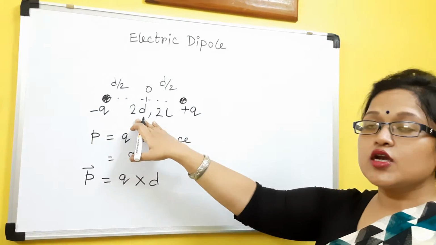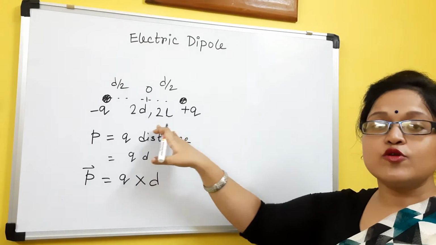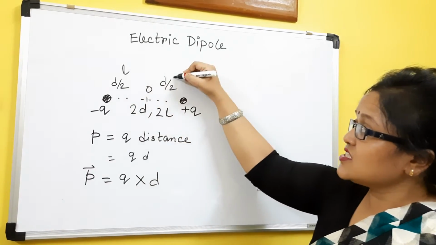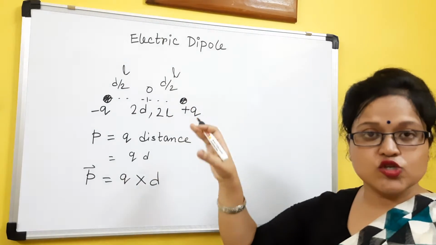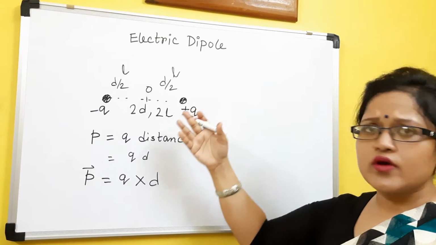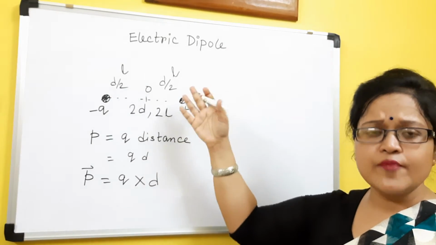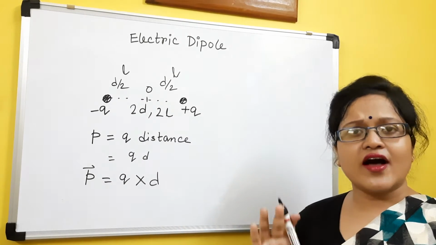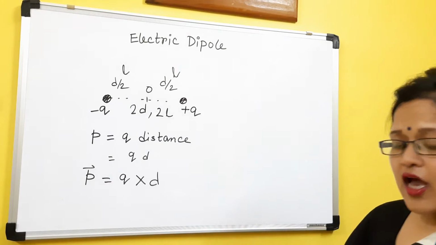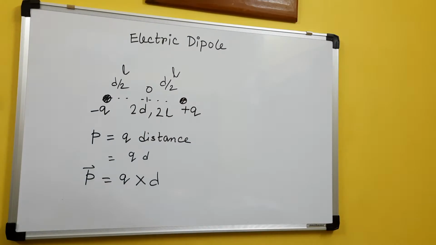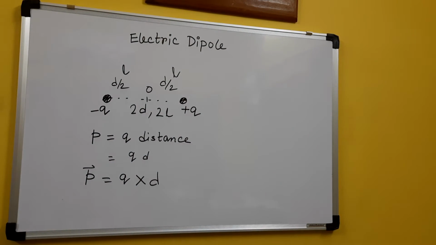Now why are they taking 2l or 2d? Because if it is 2l and I divide it in half, then this side will be l and this side will be l. That will make the mathematics easy to solve. That's why they are taking 2l. You can do it with l or d, whatever your preference, because it will not affect the final formula. Clear? Now, as I am saying, our topic of discussion mainly concerns the dipole moment.